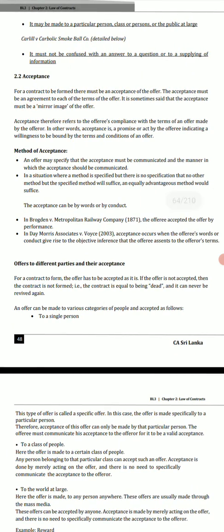So yeah, and the method of acceptance. The way of communication is crucial: how the acceptance is communicated. Back in the days it was mails, telegrams, things like that.